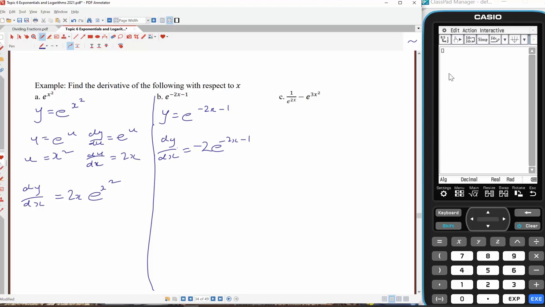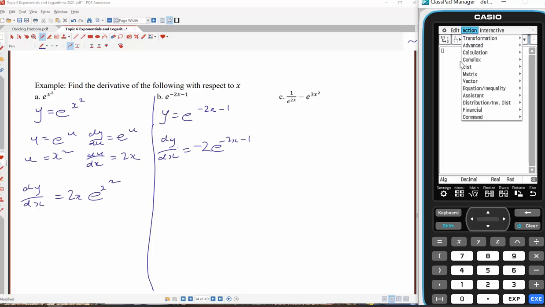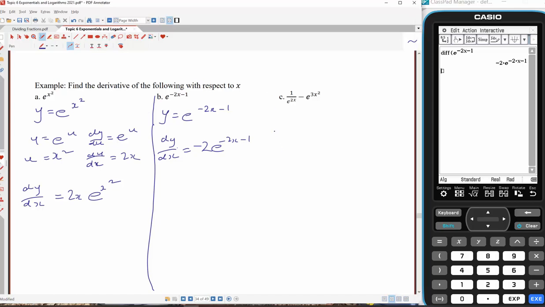Might be an opportune time to use our calculator to just check whether I did that right. So what we want to do is go the diff, so action, what was it again, calculation and a diff, and what we want to derive is this thing here. So we're going to go shift, I think it's 4, yeah it is, negative 2x take 1. Make sure you're in standard mode. So there we go, negative 2 e to the negative 2x take 1. Noting that e can be found by doing shift 4.